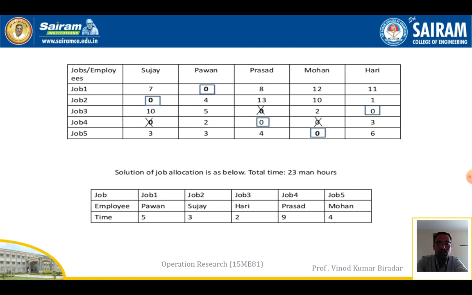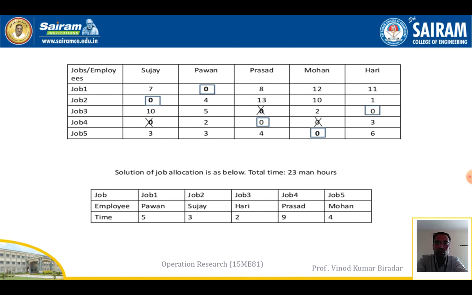Now after assigning the rows, come to the vertical columns. So 1 and 2 are already assigned. Come to Prasad. In Prasad's vertical column there is only a single zero, so just assign that one. Okay, and come to the last, Hari, which also has a single zero in the vertical column, so assign that. Now check whether the given solution is optimal or not. So how to check? Here the number of square boxes is equal to the number of rows. The number of square boxes is 5 and the number of rows is 5. So the given problem is optimal.